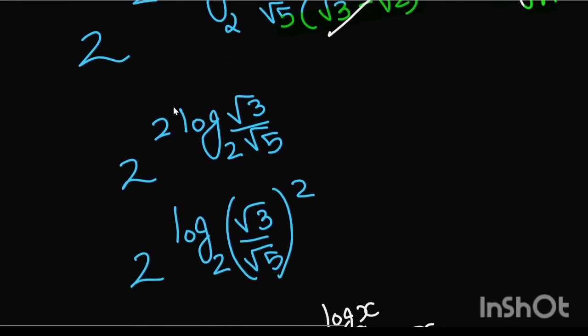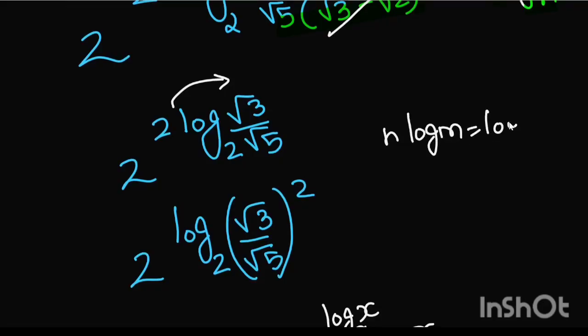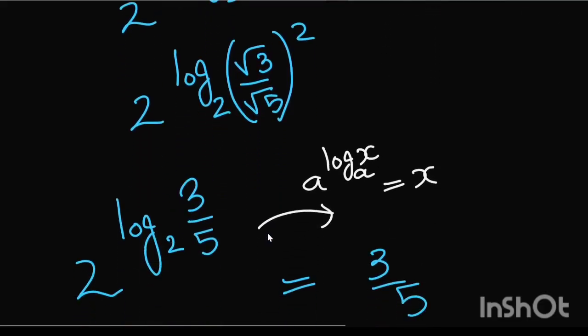It will come in the power of root 3 by root 5 using n log m is equal to log m to the power n. So it becomes root 3 by root 5 square, which is 3 by 5. Now using a to the power log x base a, this 2 to the power log base 2 of 3 by 5 is 3 by 5, which is the answer.